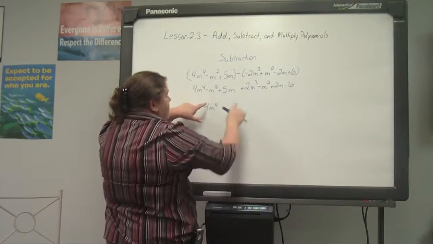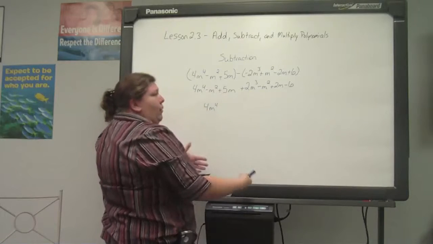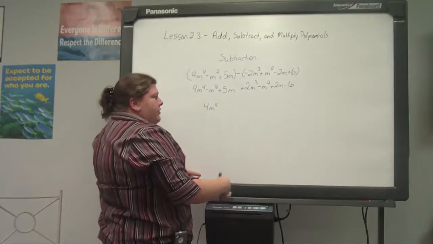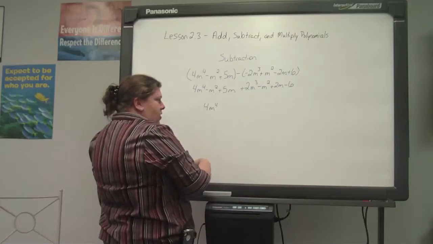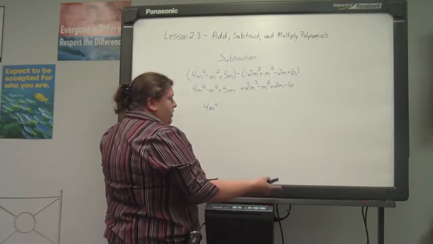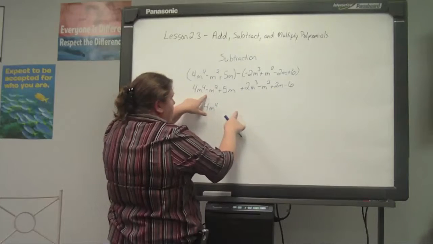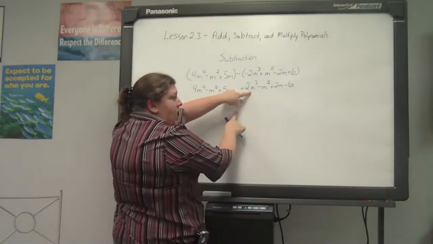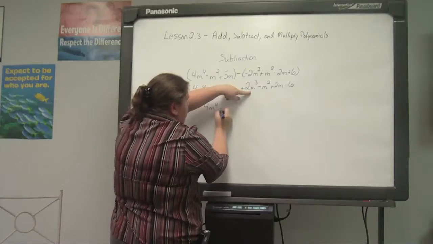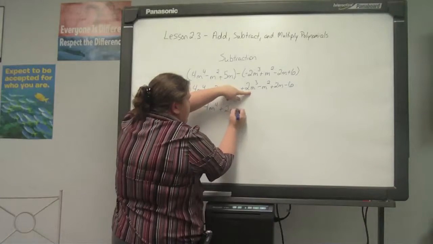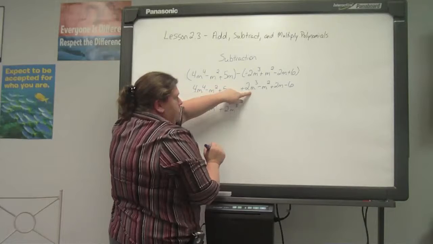Now, I see my next highest, because remember, we're working in standard form. So standard form is highest exponent down to no exponent. So I need to make sure that I go to the next one down, which is a 3. And I see I have one. So I'm going to go ahead and say plus 2m cubed.